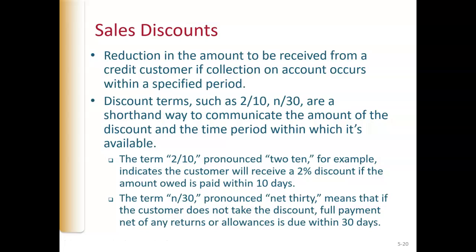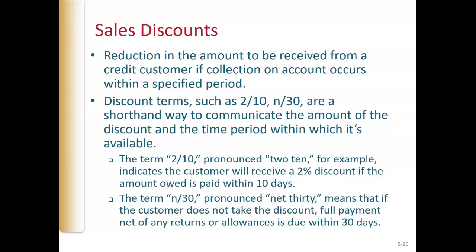Sales discounts are a reduction in the amount to be received from a credit customer if collection on account occurs within a specified period. What this means is the sale has already occurred. Everything's happened, but the seller's putting out a little tidbit saying, hey, if you pay your bill within, in this case, 10 days, I'm going to give you a 2% discount on what you owe.